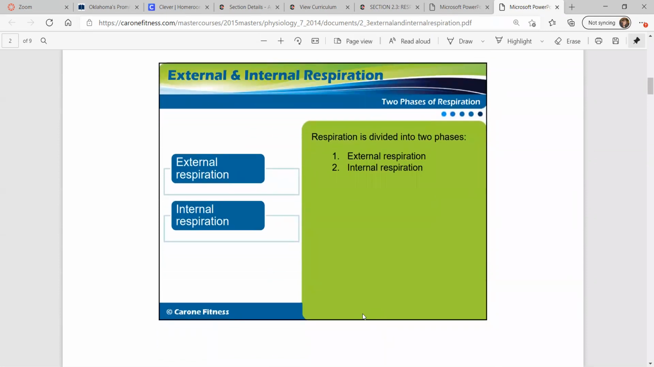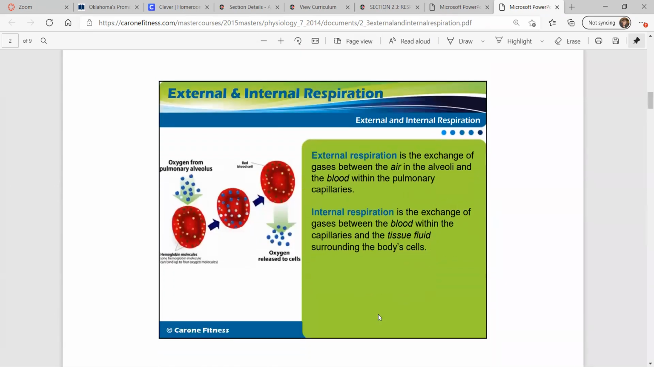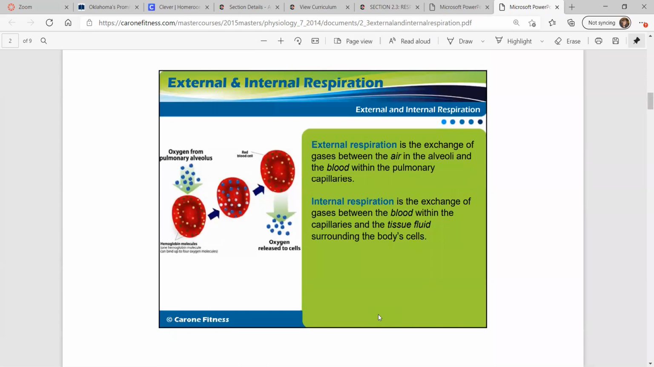And we divide respiration into two phases, external and internal. External respiration is the exchange of gases between the air in the alveoli and the blood within the pulmonary capillaries. Internal respiration is the exchange of gases between the blood within the capillaries and the tissue fluid surrounding the body's cells.